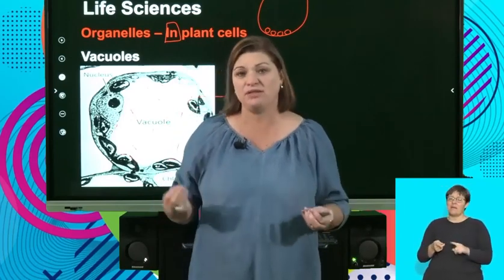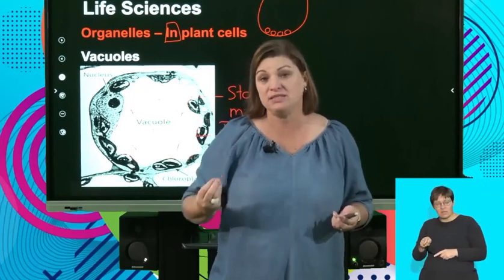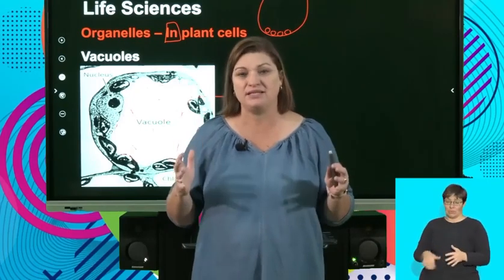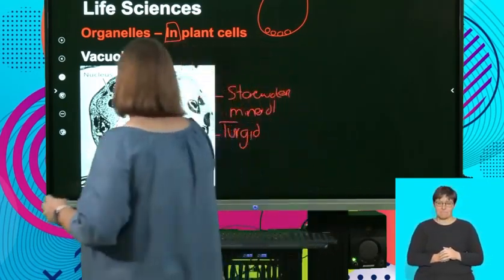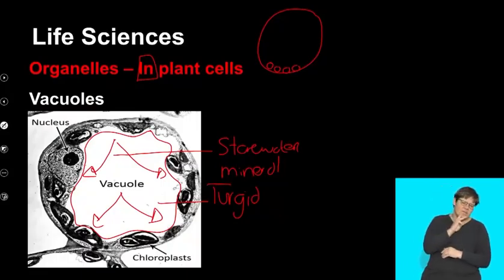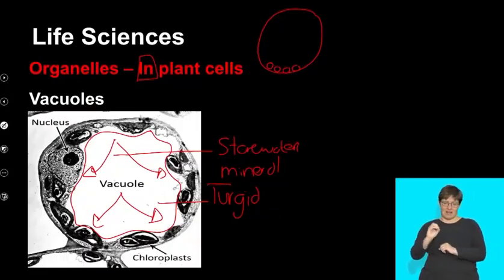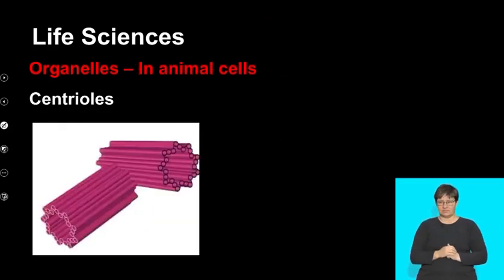So the vacuole, I won't say it has a more important role to play in the plant than animal, but in the plant cell itself, the vacuole plays a really important role. As I said, it stores water, and you can see it takes up the whole cell. It pushes the nucleus and the chloroplast to the side to make the space.